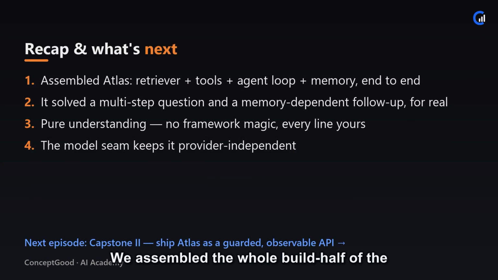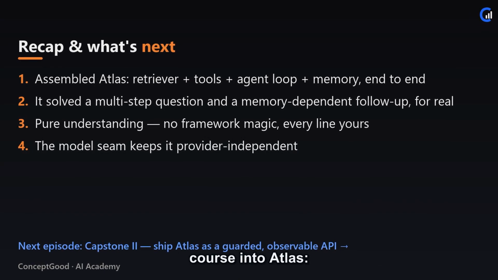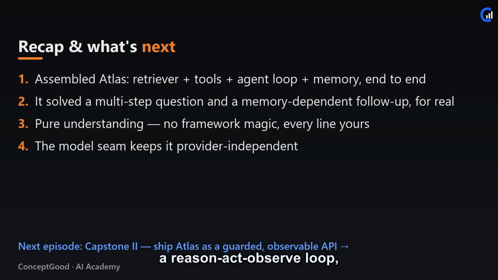Recap. We assembled the whole build half of the course into Atlas, a retriever, a tool registry, a reason-act-observe loop, and memory, and watched it solve a real multi-step question and a follow-up that depended on remembering. Every line is something you understand and could rebuild. In the final episode, we make it shippable: guardrails, evaluation, observability, and a streaming API, plus that live provider swap. We've built the assistant, next, we ship it. See you there.